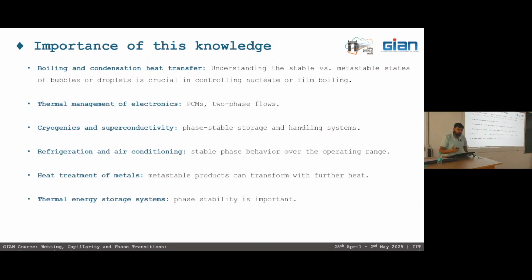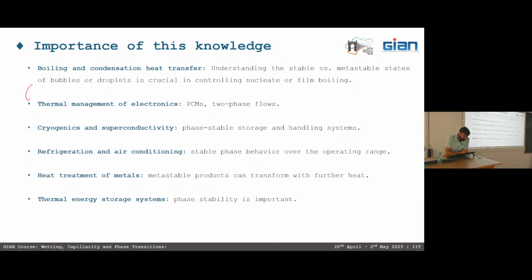Let's talk about boiling and condensation heat transfer. Here, if you want to control nucleate boiling, it is better to have knowledge of metastable states and phase stability: at what points we have a metastable state and at what points we have a stable state, and what energy must be given so that the phase change can occur. So that is one importance.